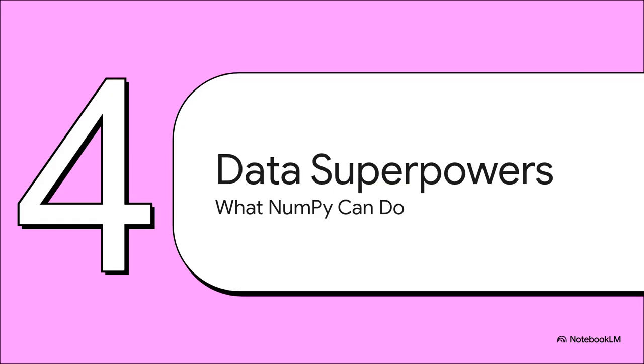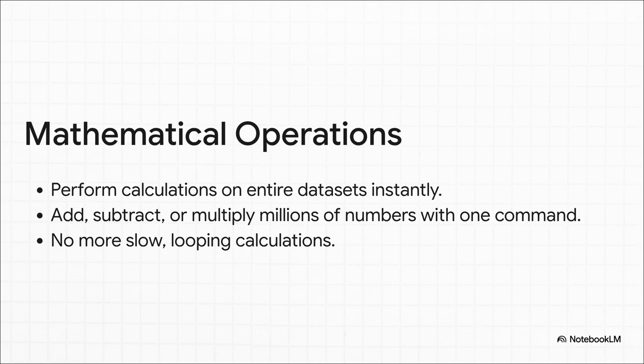Okay, so we've established it's fast, but what does that speed actually let us do? This is where we get to the really cool part, the practical stuff, the data superpowers that NumPy just hands to you. Superpower number one, massive mathematical operations. So imagine you've got an array with a million prices, and you need to add sales tax to every single one. In regular Python, you'd have to write a loop to go through them one by one. Slow, boring. With NumPy, it's one command. You just say, hey, array, add this number, and poof, it happens, almost instantly across the entire dataset.